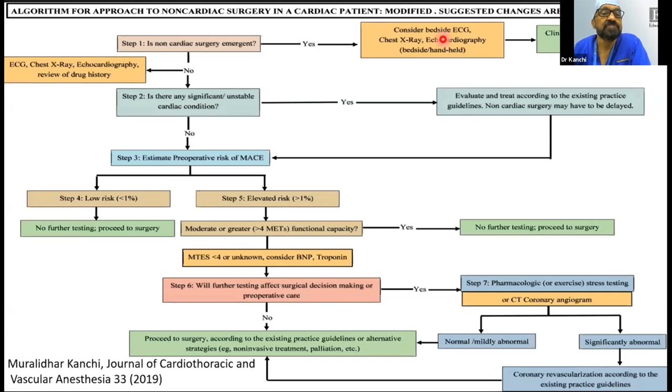And we also suggested that when we are progressing to step 2, the ECG, X-ray, detailed echocardiography, and review of drug history may be included. And in the progression from step 5 to step 6, we have suggested including biomarkers to decide whether pharmacological or stress testing is needed. And the fourth suggestion we have made is that instead of pharmacological stress testing, we may use a coronary angiogram using CT scan. That is, the CT coronary angiogram can be done to determine if the patient has significant coronary artery disease. And if needed, then you can subject the patient to the traditional coronary angiography. These are the modifications we have recommended, and we are looking forward to your comments on this.